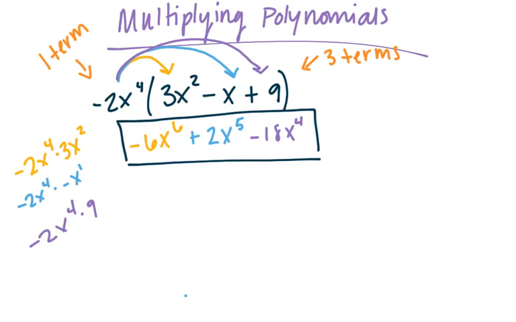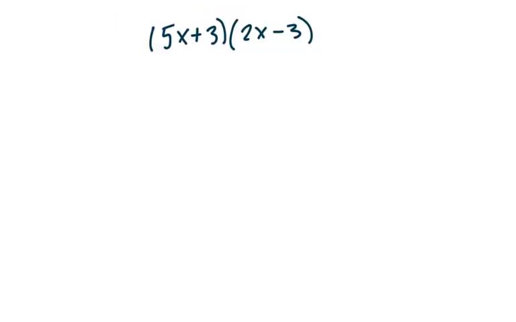So now let's look at an example where we have more than one term. In this first polynomial, we have two terms. We have 5x and a plus 3. In our second polynomial, we also have two terms, a 2x and a negative 3. So when we multiply, we are going to have to multiply 5x by the entire second binomial and the positive 3 by the entire second binomial. There are a few ways we can do this. I'm going to show you two different methods really quickly.